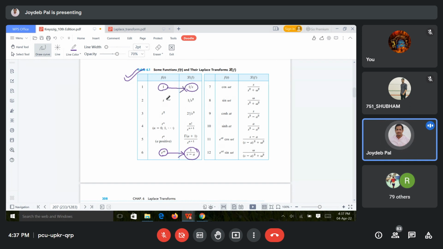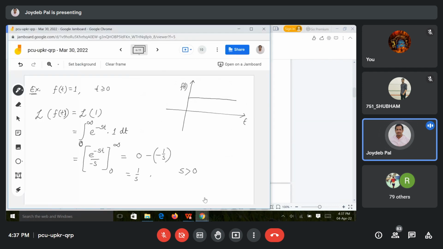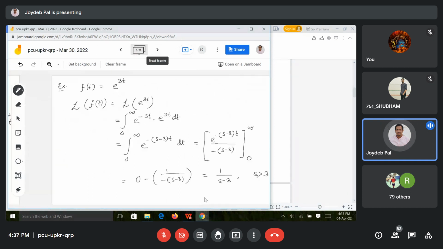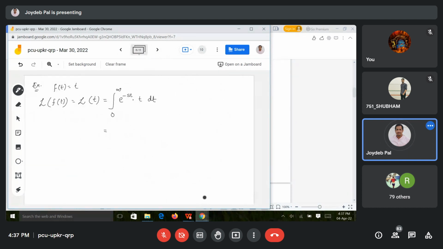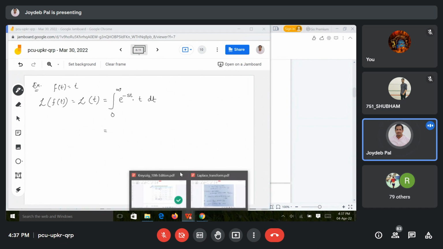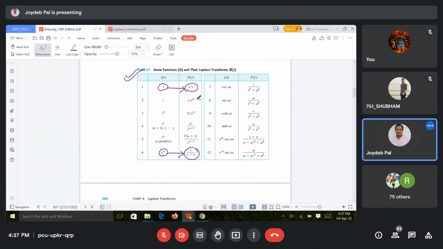Now polynomial type. For polynomial type, I have asked you to do it yourself. The Laplace transform of f(t) equal to t, by solving that integration you will get the Laplace transform of t. And what it will be by that integration, you will get 1 by s square. You check it by that integration, 0 to infinity e to the power minus st into t dt. You do it, you will get 1 by s square. So that is also a tabulated formula.